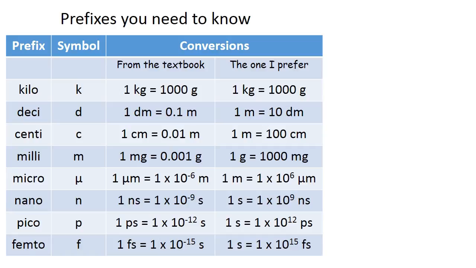I prefer big numbers and not small numbers, and so the one I prefer is in the last column, the fourth column. So there are 1,000 grams in 1 kilogram, but if you move down 4, there are 1,000 milligrams in 1 gram. And so that's the same thing as saying that there is 1/1000th of a gram in 1 milligram, but I just prefer the larger numbers.